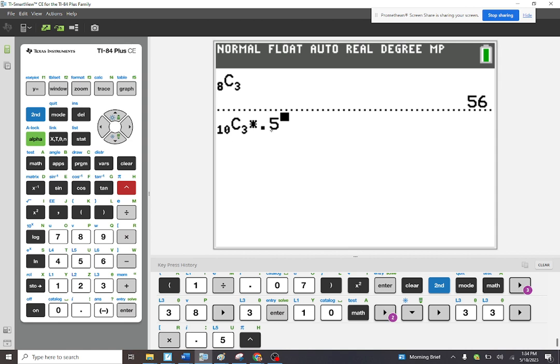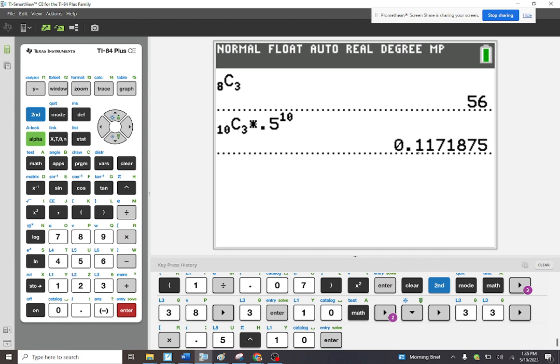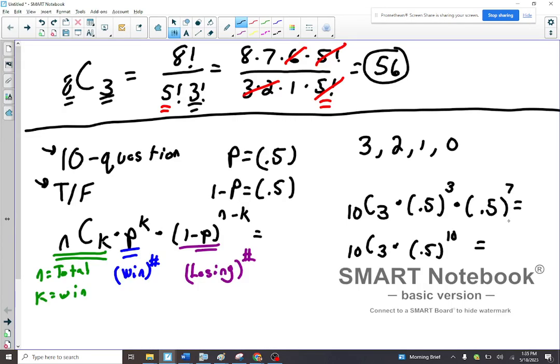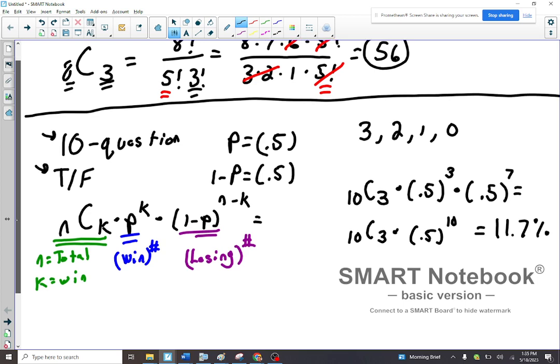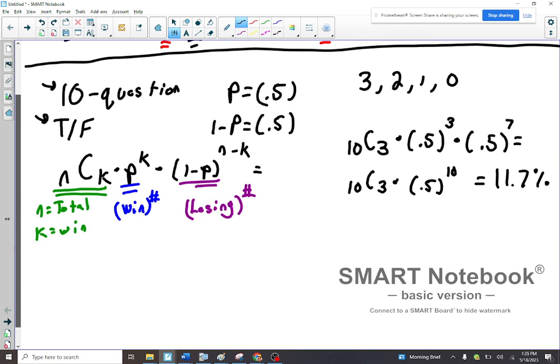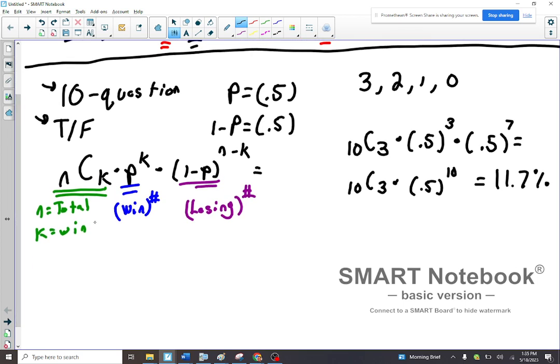Then I can times 0.5. Remember, I shorthanded it to the 10th power. Now remember, this is a decimal, and I want a percent. So the percentage here is 11.7%. That's exactly 3. But was my question to get exactly 3? No. What do I want? At least 3, so you also have to do the others.